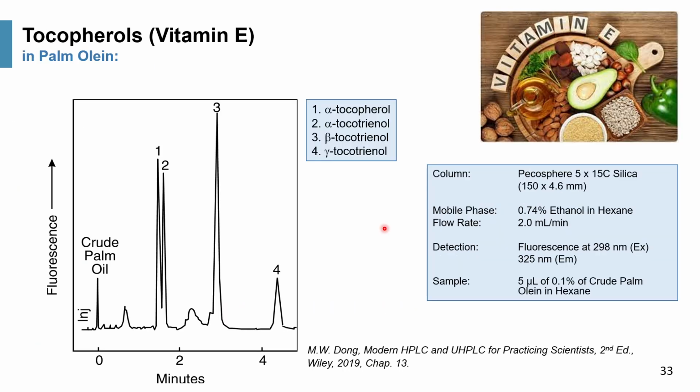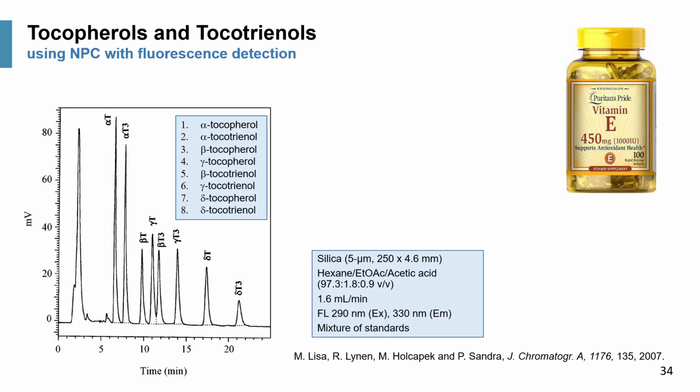A very quick mention of analysis of vitamin E tocopherol, which can be done using a fluorescence detector under normal phase conditions. It was described in the previous video for normal phase chromatography, which is good for the separation of isomers. A similar application of tocopherol showing more different components.